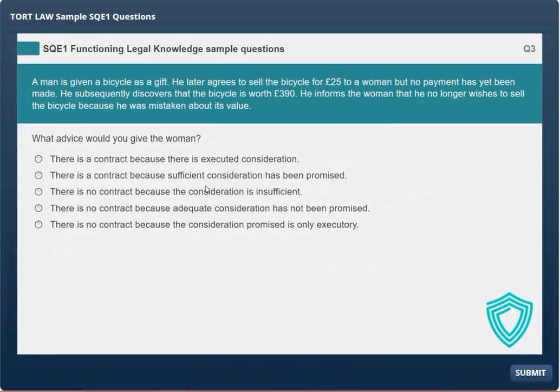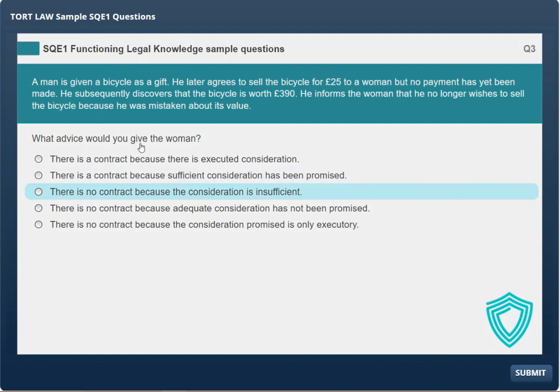Anyway, the next one. A man is given a bicycle as a gift. He later agrees to sell the bicycle for £25 to a woman, a good price, but no payment has yet been made. He subsequently discovers that the bicycle is worth £390. Whoops. He informs the woman he no longer wishes to sell the bicycle because he was mistaken about its value. What advice would you give the woman? There is a contract because there is executed consideration. No. There is a contract because sufficient consideration has been promised.